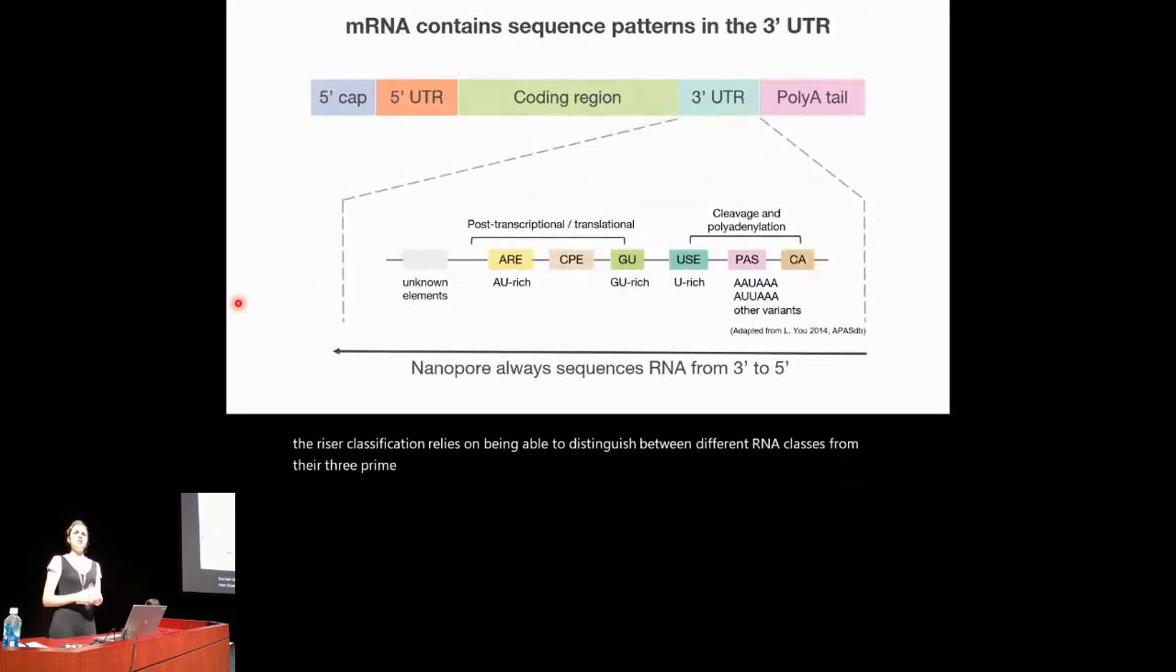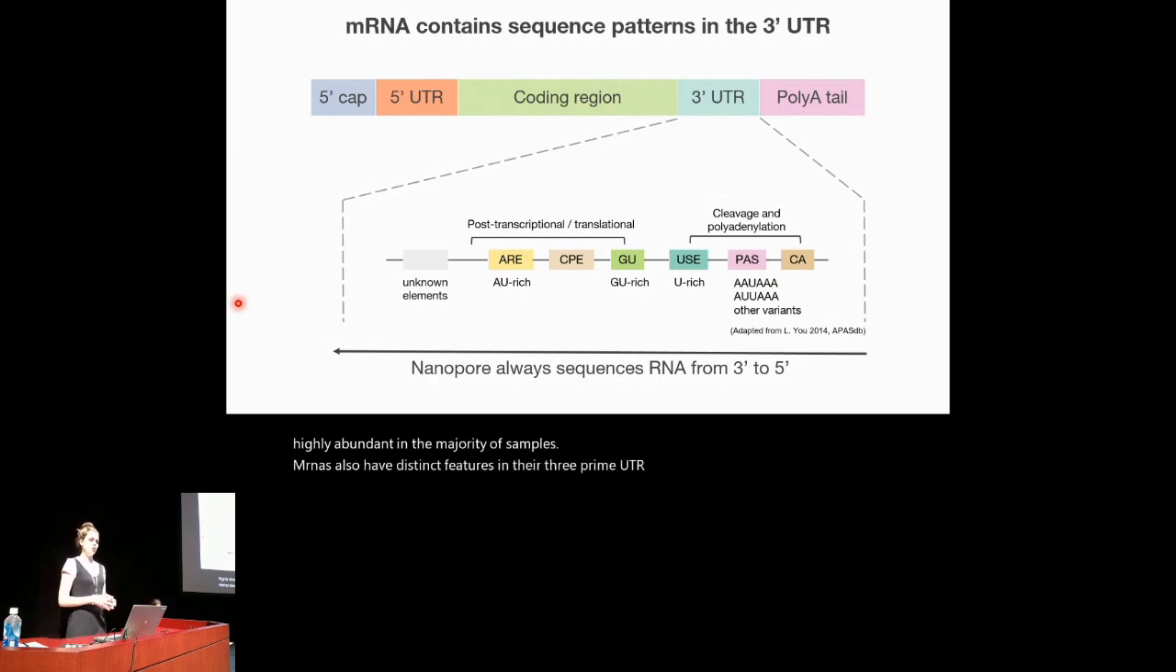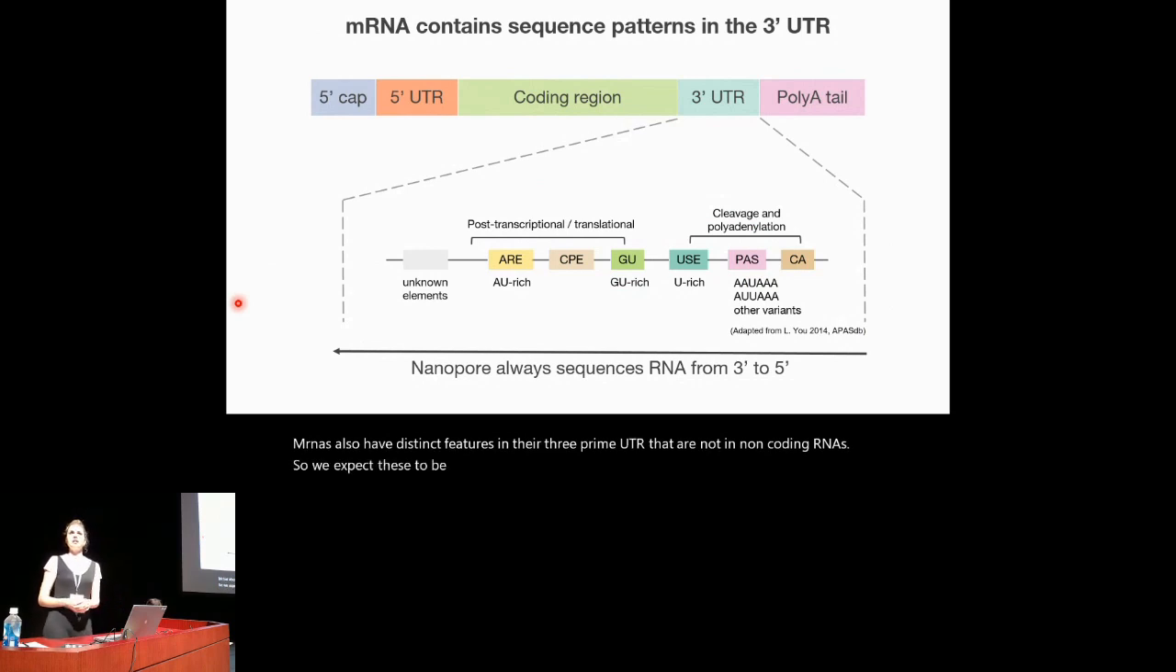The first target class that we chose was messenger RNA, which is highly abundant in the majority of samples. mRNAs also have distinct features in their 3' UTR that are not in non-coding RNAs. So we expect these to be distinguishable from the start of the nanopore signals.